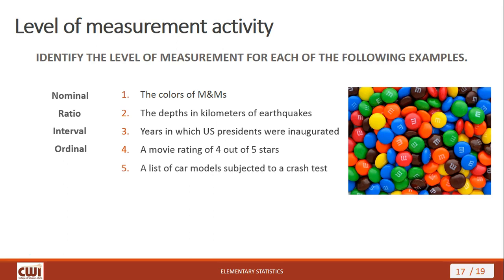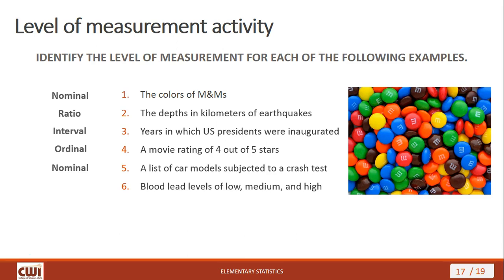Here's the next example, a list of car models subjected to a car crash test. What level of measurement is represented here? Okay, well, I hope you said nominal because that's what this is. So, list of car models. That's definitely categorical data, but the car models represent different categories, there's no natural order or way to sequence them together, so this represents nominal level of measurement.